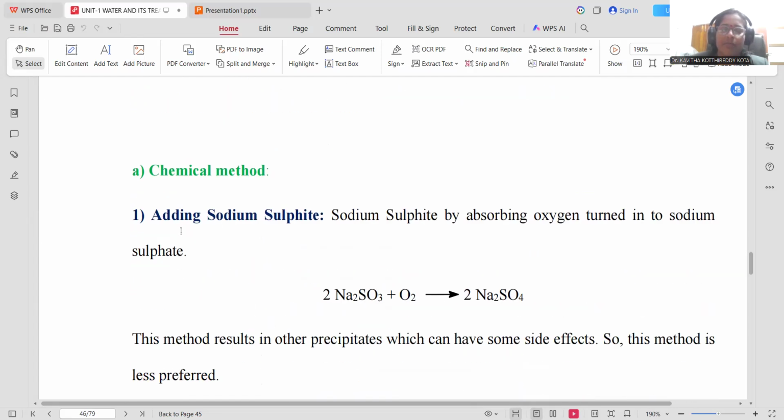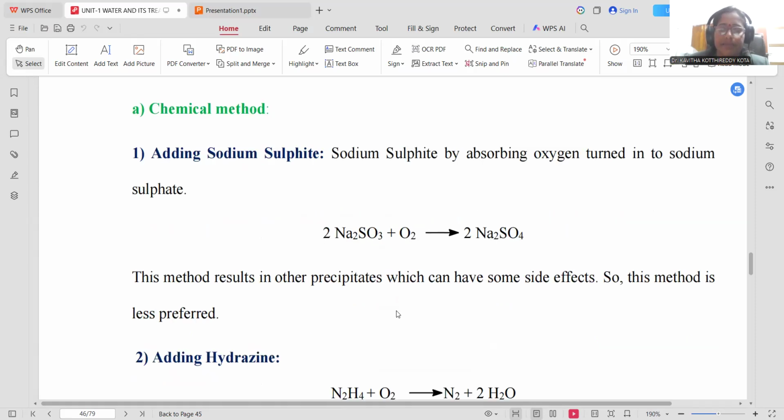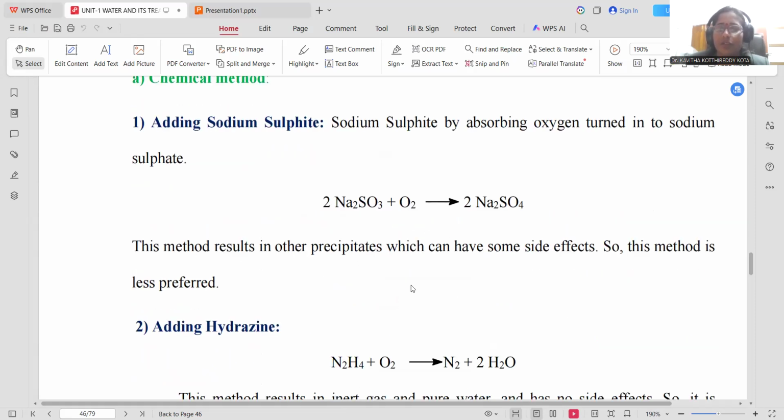The chemical method is one. Whenever sodium sulfite is added, having a higher affinity to bind with oxygen, being short of one oxygen to reach the saturated level, it immediately grabs all the oxygen dissolved in the water, and sodium sulfate is formed. In this way you are de-aerating the water. This method results in other precipitates also, so this method is less preferred, because compounds that get precipitated may not be required for the process.